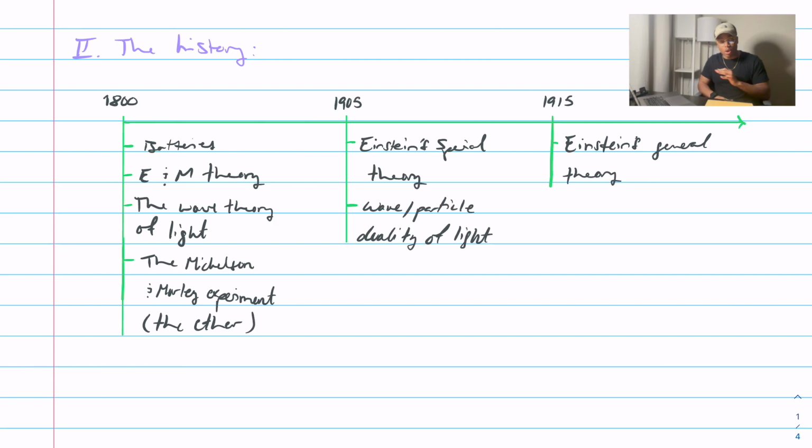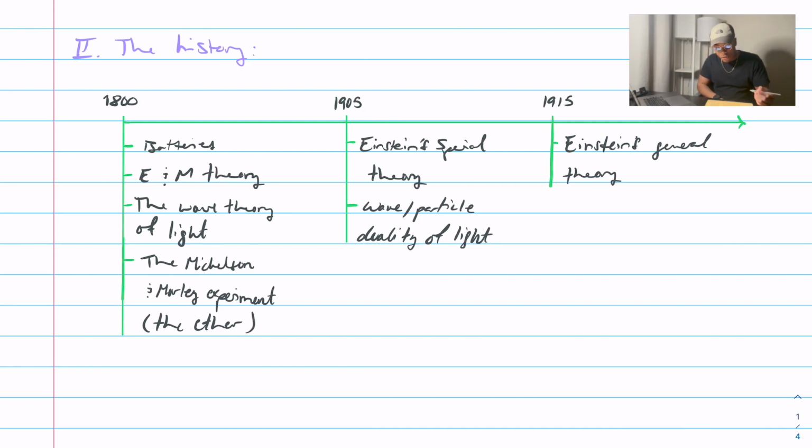The whole story starts with how physicists described light, electricity, and magnetism. Let's start in the 1800s. Through the 1900s, there was a lot of development on battery technology, electromagnetic theory, and the wave theory of light, and later in the late 1800s, we also had the Michelson and Morley experiment, the search for the ether, the luminiferous ether.